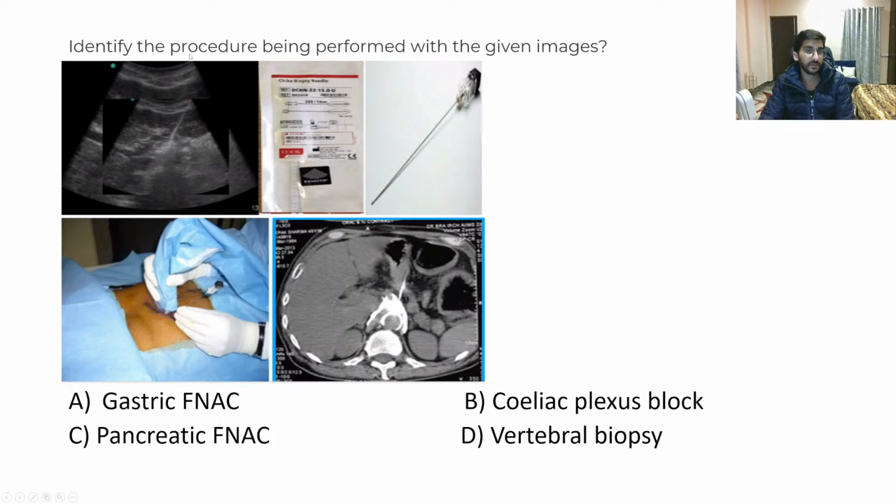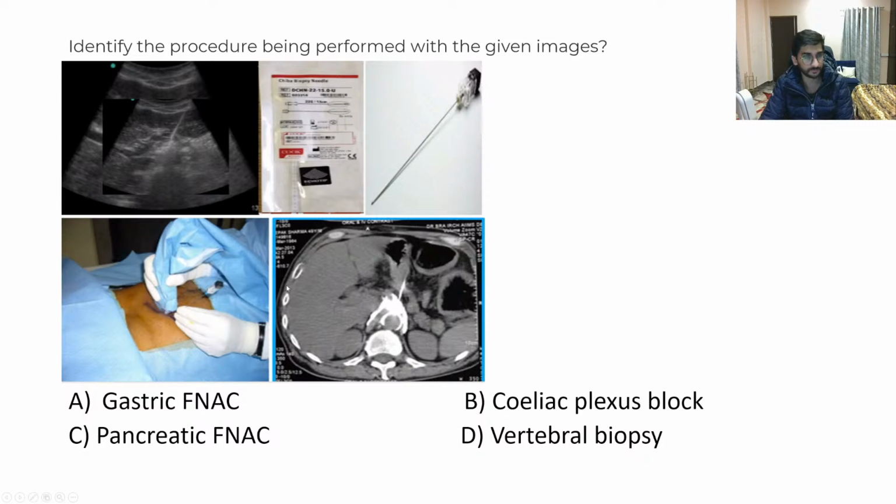The next question was: identify the procedure being performed with the given images. So this is a Chiba biopsy needle. If you see, it is written here, Chiba biopsy needle. This is used to take an FNAC sample because the needle is long, like 18 centimeters. This is a 22 gauge, 18 centimeter needle. It comes in various lengths. The normal LP needle is like 8 to 10 centimeters. But this is a long needle, black in color, 22 gauge.